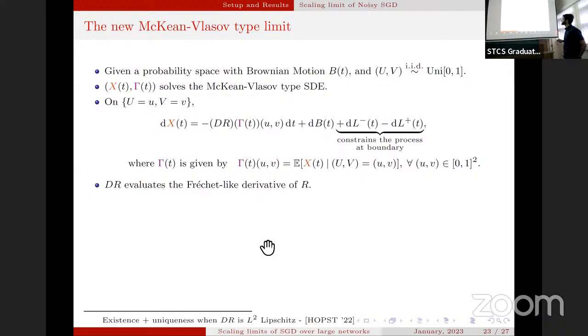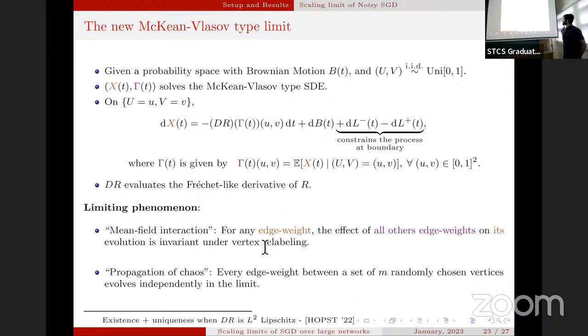So the set of these two expressions are essentially capturing the limiting behavior of interacting processes on graphs. Okay, so what are the two phenomena that I want to highlight here? One is our mean field interaction, again, as we saw earlier as well. For any edge weight x, I'm just color coding them for your convenience, the effect of all other edge weights, which is the whole graphon, the ensemble, on its evolution is invariant under vertex labeling.